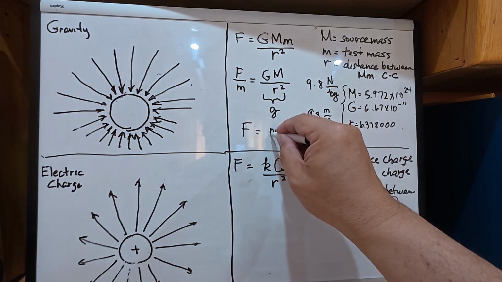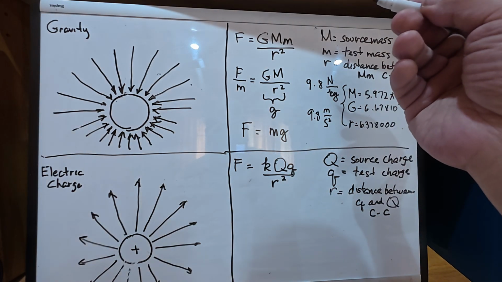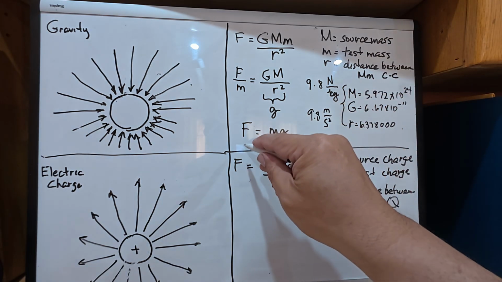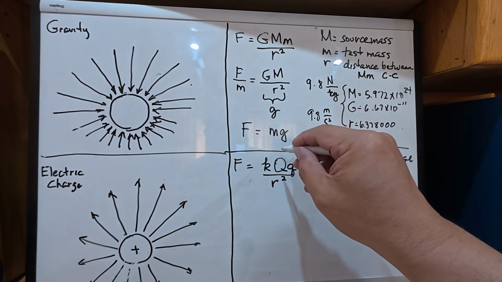The test mass is whatever mass you say. Let's say you're 100 kilograms. If you're 100 kilograms, the force that the Earth exerts on you is 980 newtons.